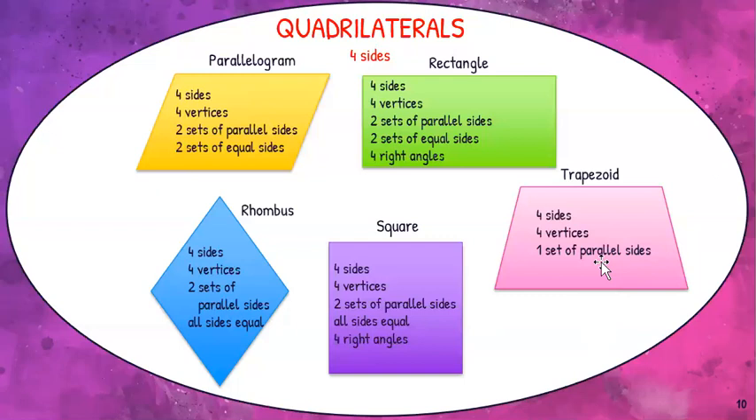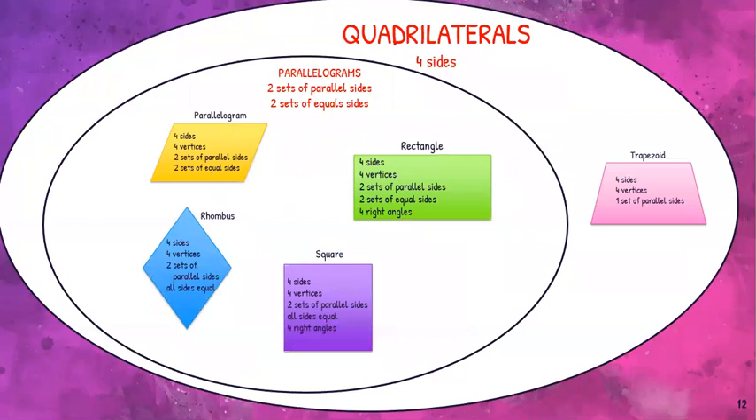So if I was going to group these into another group inside my quadrilateral group, I could draw another oval inside my quadrilaterals, because they're all quadrilaterals. They all have 4 sides, 4 vertices. And then I could say all 4 of these shapes are parallelograms because they all meet the requirements of a parallelogram. To be a parallelogram, you have to have 4 sides, 4 vertices, 2 sets of parallel sides, and 2 sets of equal sides, and these shapes all have that.